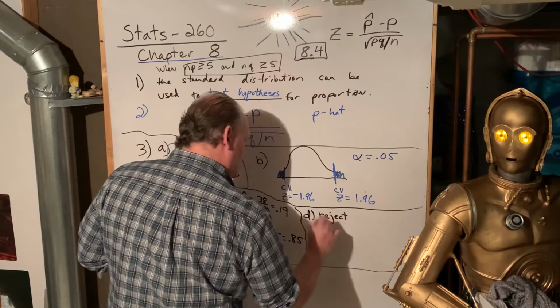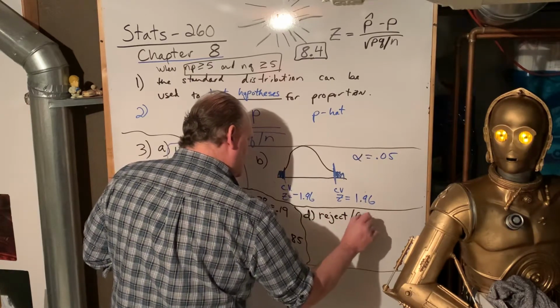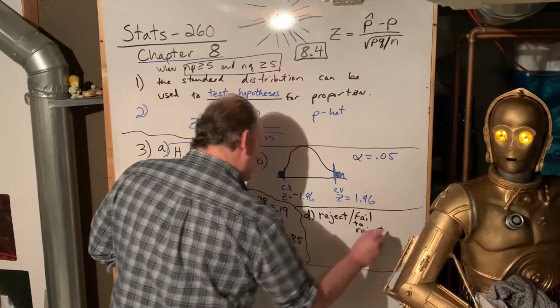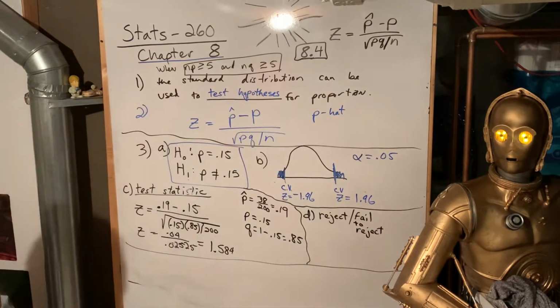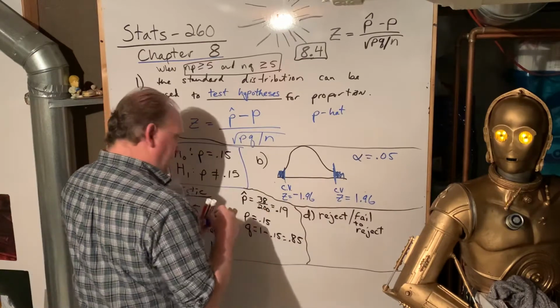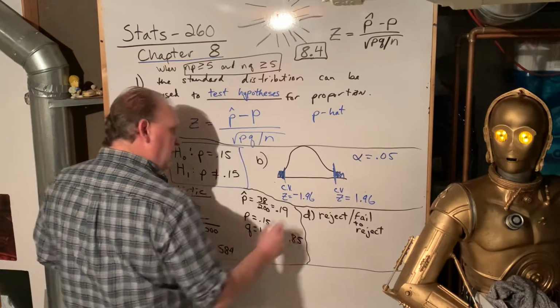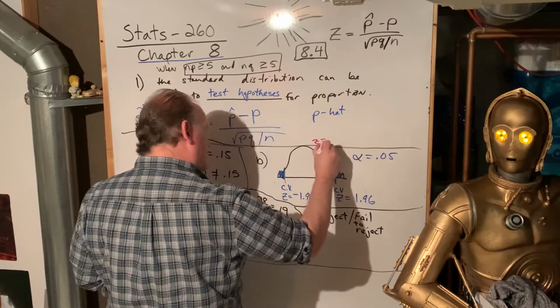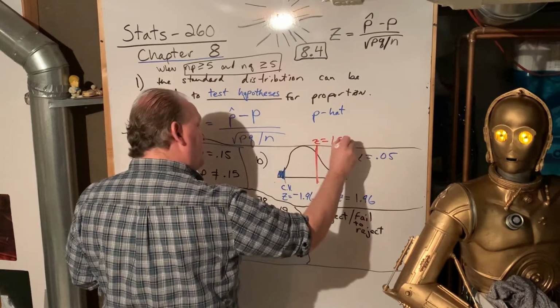Reject / fail to reject. All right, so let's see. We had to beat 1.96, and it looks like we fell short. This is our z-score, 1.584.